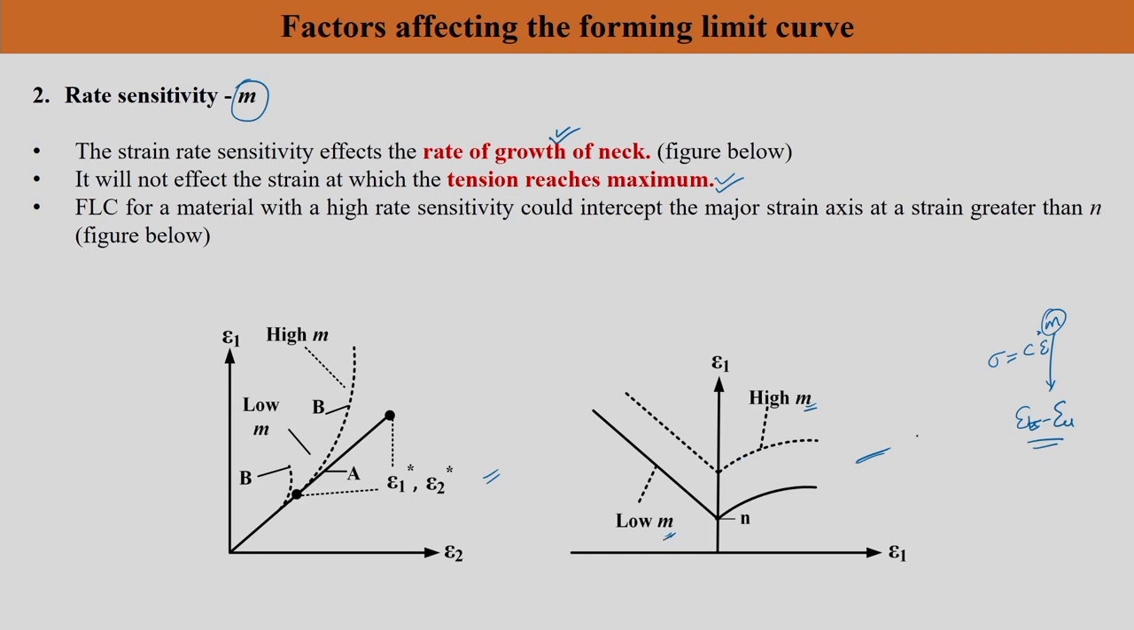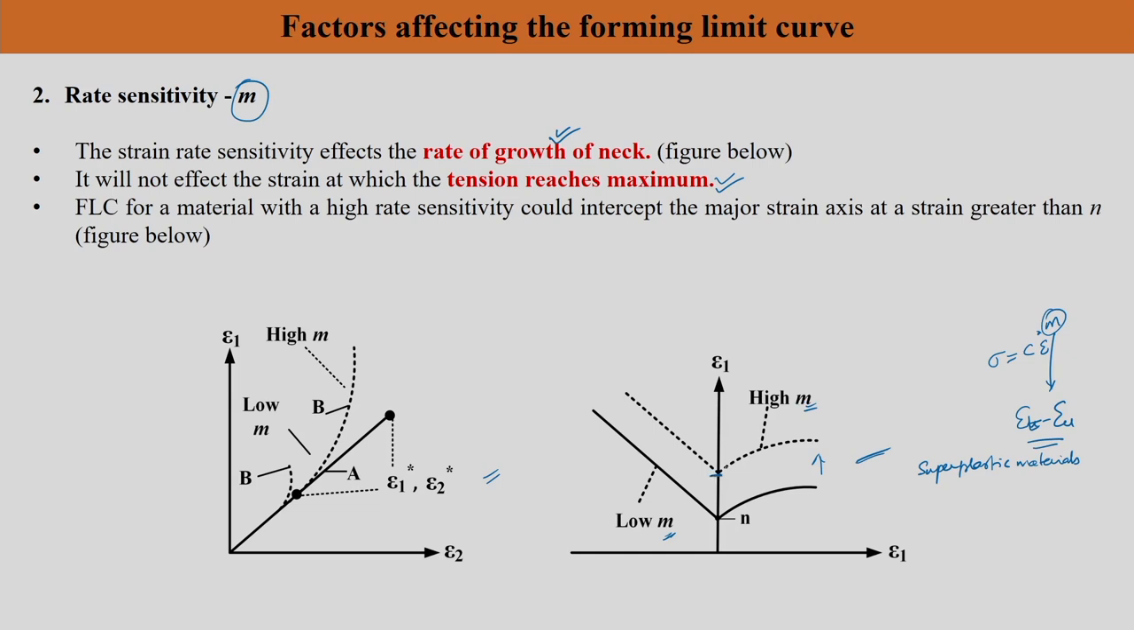This is where we were discussing about superplastic materials. Superplasticity is a property which will have a ductility of several hundred percentage as compared to the conventional materials, right? So higher the M value, you will see that generally your forming limit improves, mainly because you can delay the growth of neck.